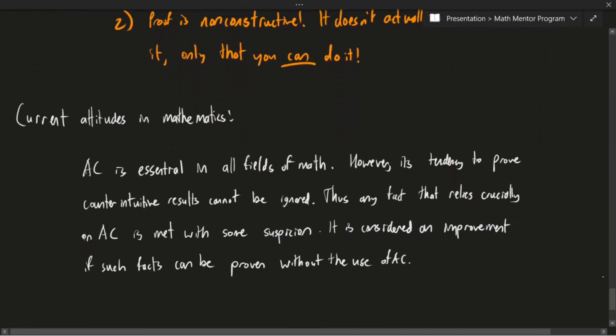So the current attitude in math to AC is probably best summarized as follows. It's essential everywhere. No one can get around that. However, its tendency to prove counterintuitive results like the Banach-Tarski Paradox, those things cannot be exactly ignored. So actually, the attitude is now that you want to try and prove things assuming AC, but a fact that relies crucially on AC is going to be met with some suspicion. And actually, it's a big thing to try and get proofs of theorems without the use of AC when they have already been done with AC.